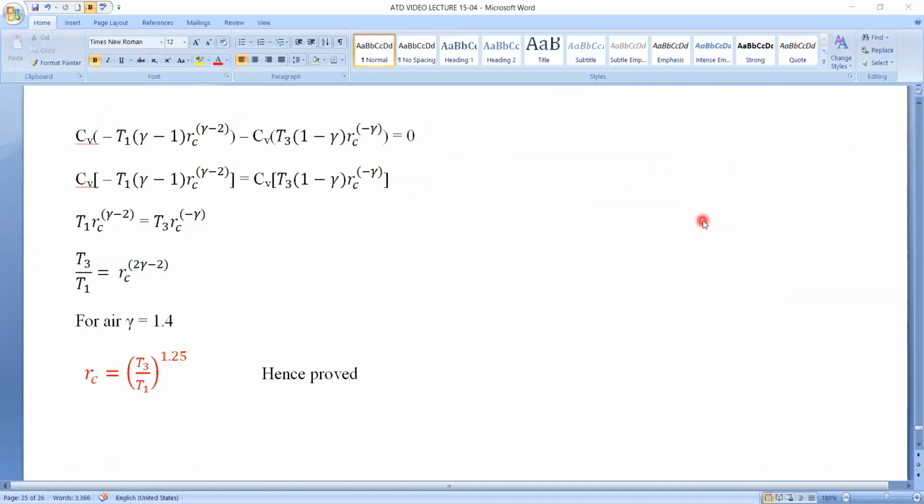So please do practice this derivation thoroughly, because this is the most expected question in the VTU examination. If you find any difficulties anywhere, you can put your queries in the comment box.